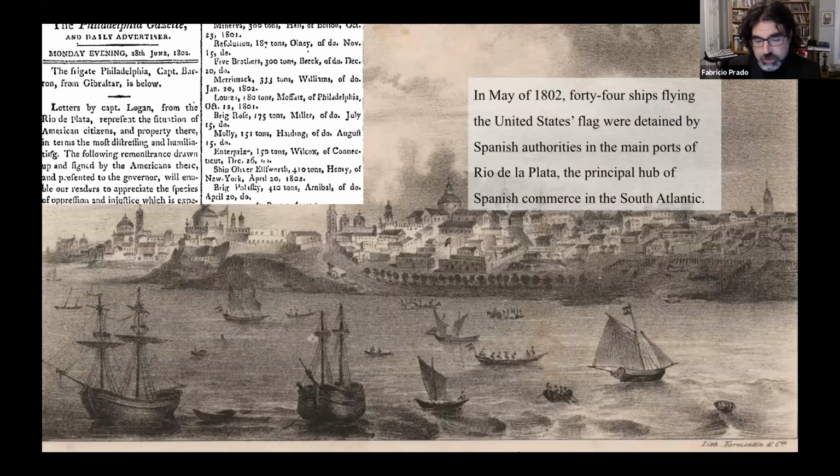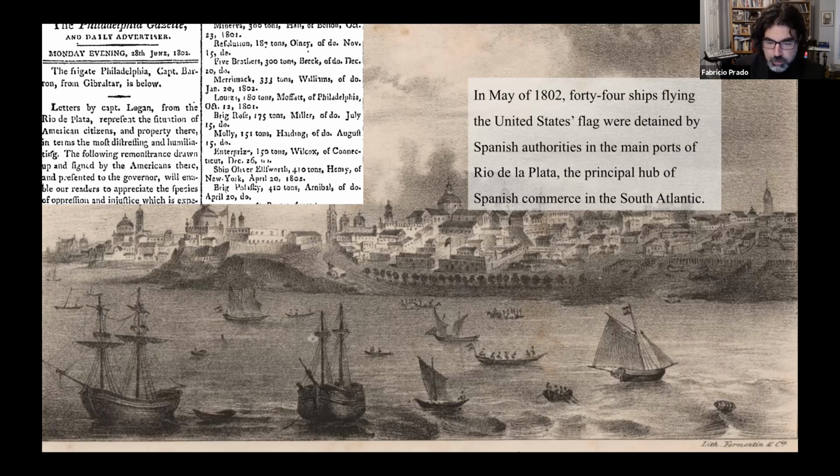In May of 1802, 44 ships flying the United States flag were detained by Spanish authorities in the main ports of Rio de la Plata, the principal hub of Spanish commerce in the South Atlantic. The stranded United States ships were sailing from Europe and North American ports to and from Brazil, Cuba, or Asian ports. A couple of vessels that brought slaves from Africa to Rio de la Plata were also grounded.